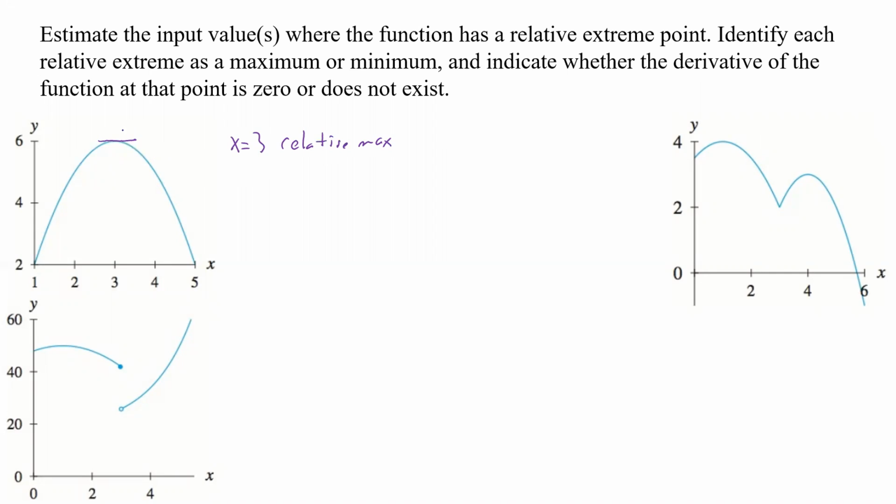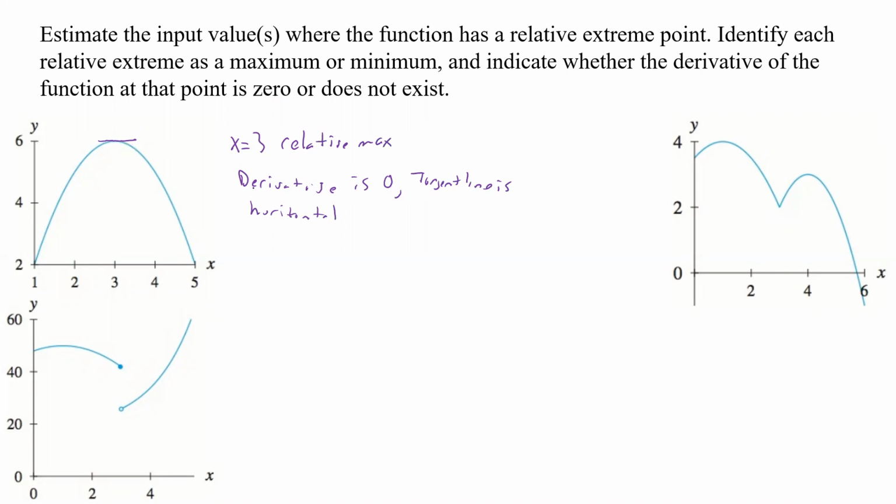Now, what else? We need to indicate whether the derivative of the function at that point is 0 or does not exist. Well, we just said that the derivative is 0, and that's because the tangent line is horizontal. So because of that, we have everything here.